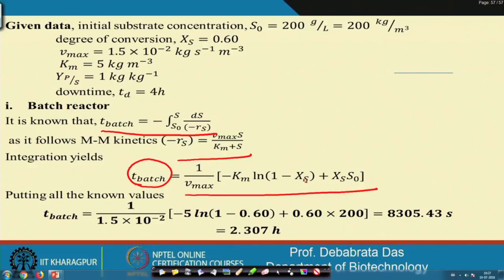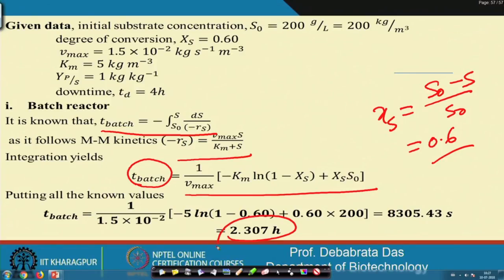And XS, what is XS? It is the fraction of substrate that is converted. XS equals S0 minus S by S0. So here 60% is converted. So that means what will it be? This is 0.6. Am I right? So this is 0.6 that we can put here. Then we can find out how much time is required for the batch process. We can easily calculate that.